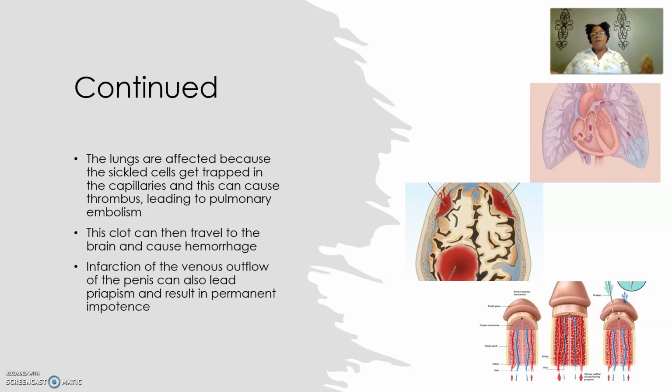And then a reduction of the outflow, the venous flow, of the penis can lead to priapism, and it results in permanent impotence. This is when the person has a painful erection, and it leads to difficulty achieving erection or orgasm. This picture right here is how stents can be inserted to help that venous flow, and it could help them not have a painful erection, and it could really help them out with their sexual involvements.